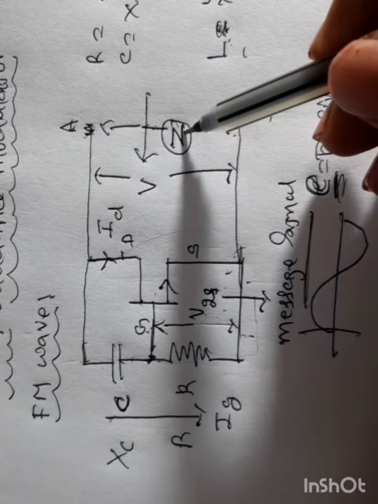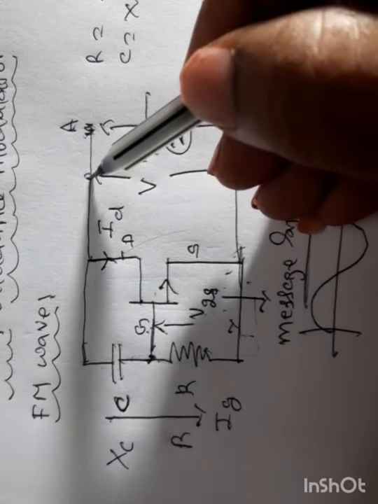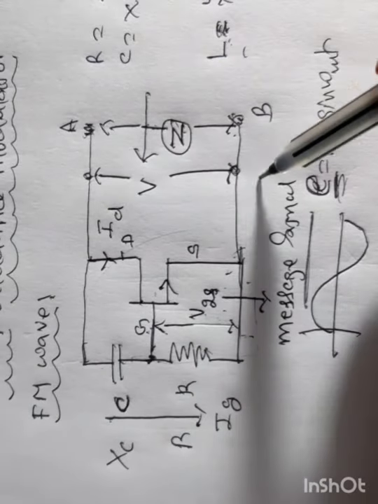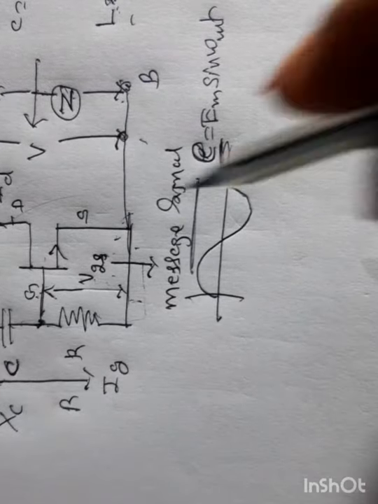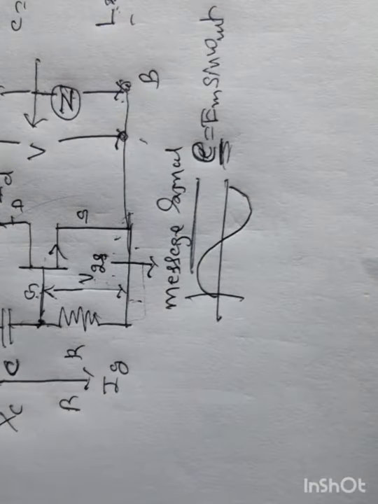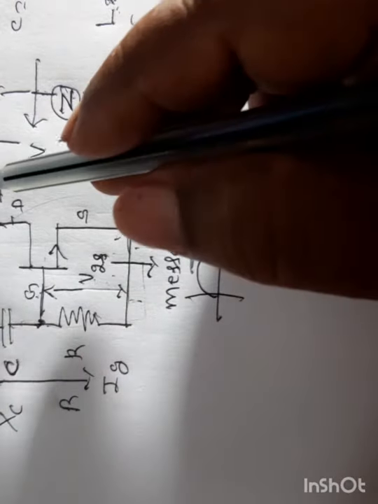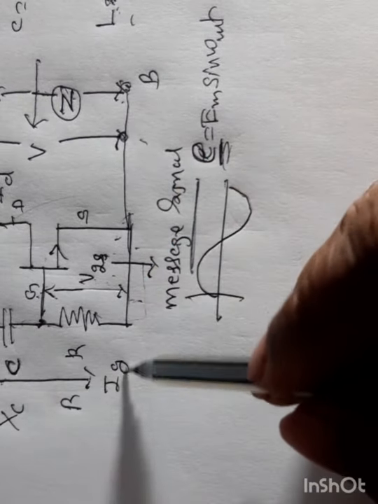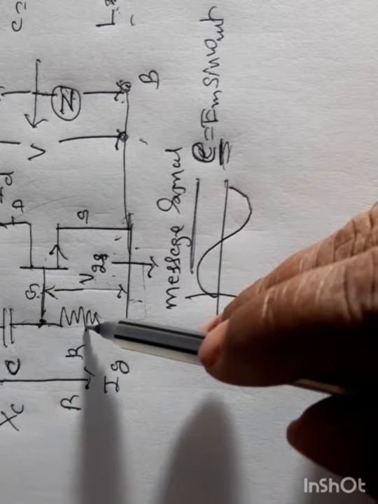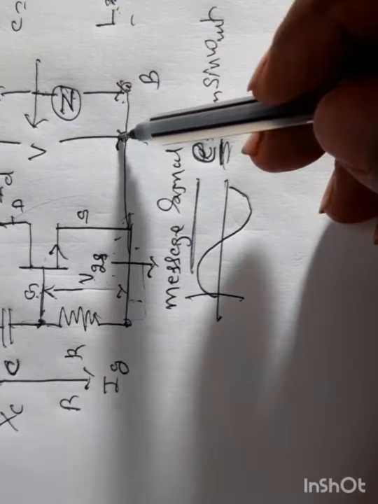To calculate the impedance Z looking from A and B towards the circuit, we will apply a voltage V between these two points A and B. Now, what is the drain current? The drain current is given by the drain voltage divided by the drain resistance. Leave it, we don't need it. What is IG? It is the current flowing through C and R. From here to here, the applied voltage is V.